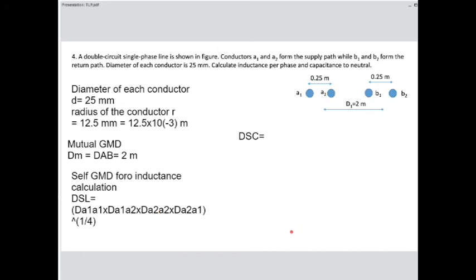Okay, when we have DSC, DSL, and DM, we can calculate L and we can calculate CN. Calculate these two and tell me the answers, L and CN. Two minutes for two answers. Tell me the answer quickly. L and CN use the same formula that we are using, no difference. It's the same thing.